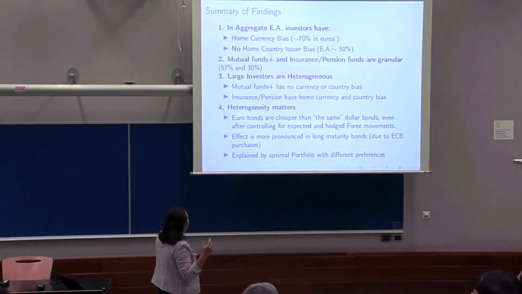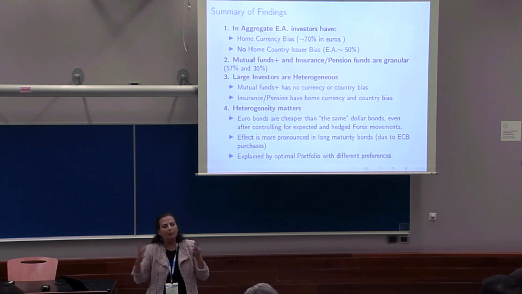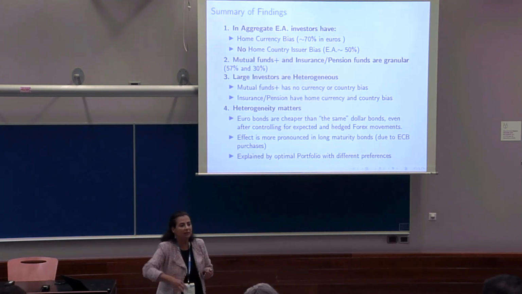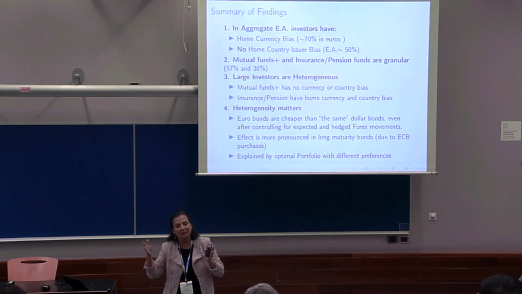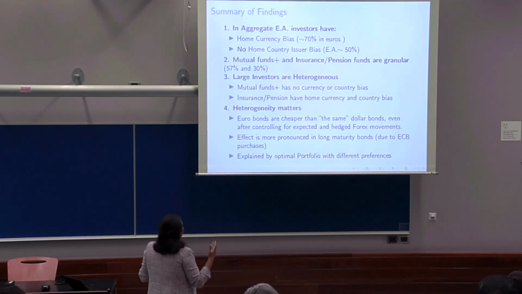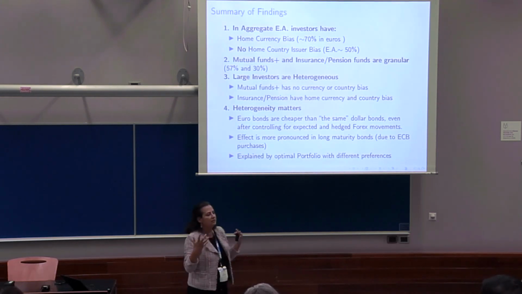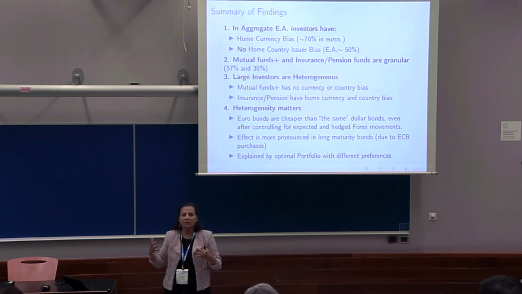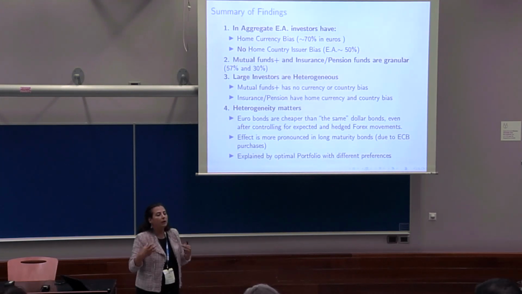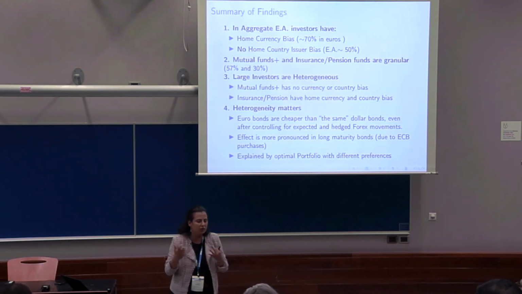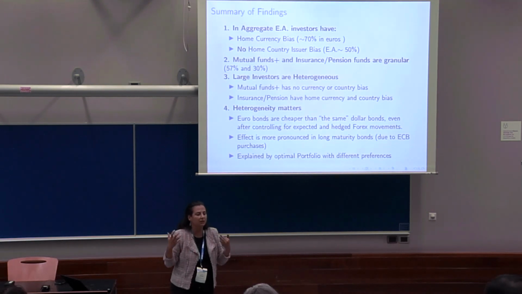Let me give a quick summary of what we find. We're going to report a number of portfolio holding statistics, and we're going to do everything top down. I'm going to start with all investors and then go over different types and classes of investors. From the top down, in aggregate, euro area investors have a home currency bias, as about 70% of these bonds are held in euro denomination. But they don't seem to have such a strong home country of issuance bias, because about 50% of the portfolio is issued by a firm that is a resident of the euro area.